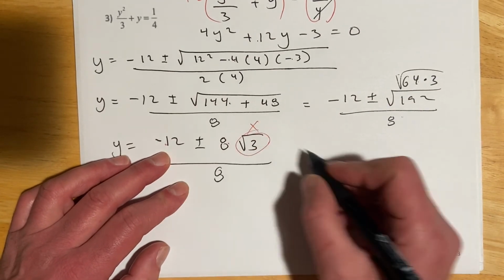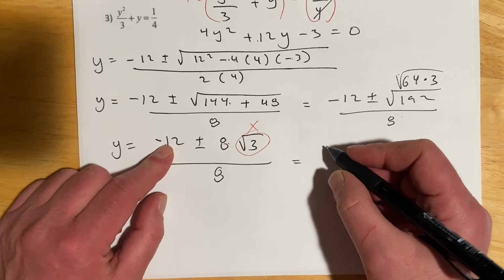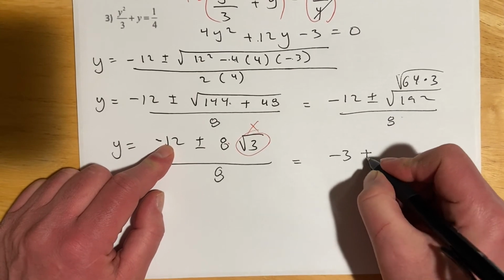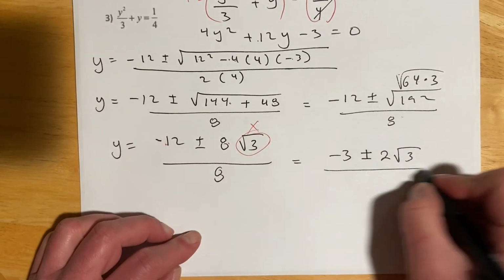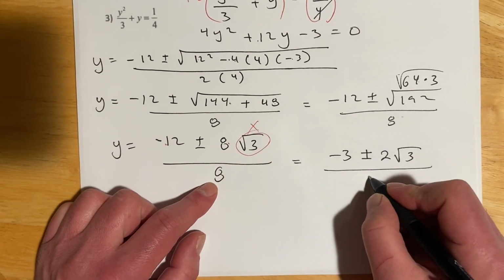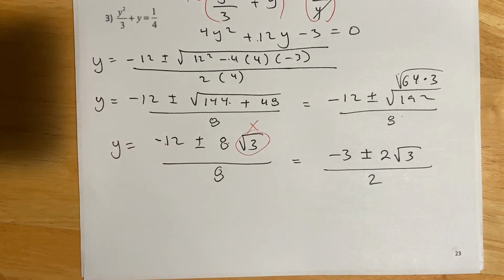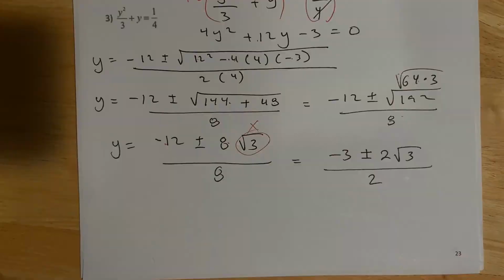So here we're going to divide everything by 4. 4 goes into here, negative 3 times, plus or minus 4 goes into 8, 2. Root 3 stays the same, and then 4 goes into 8, 2. So that would be my 2 solutions.